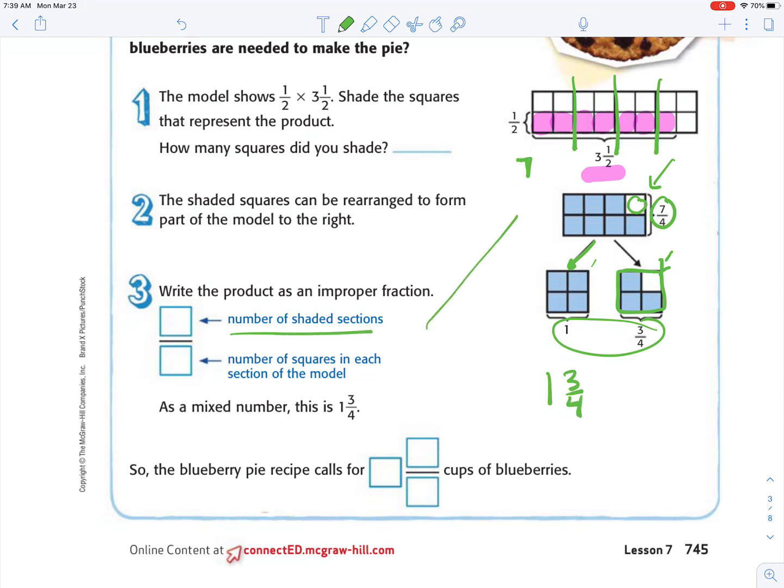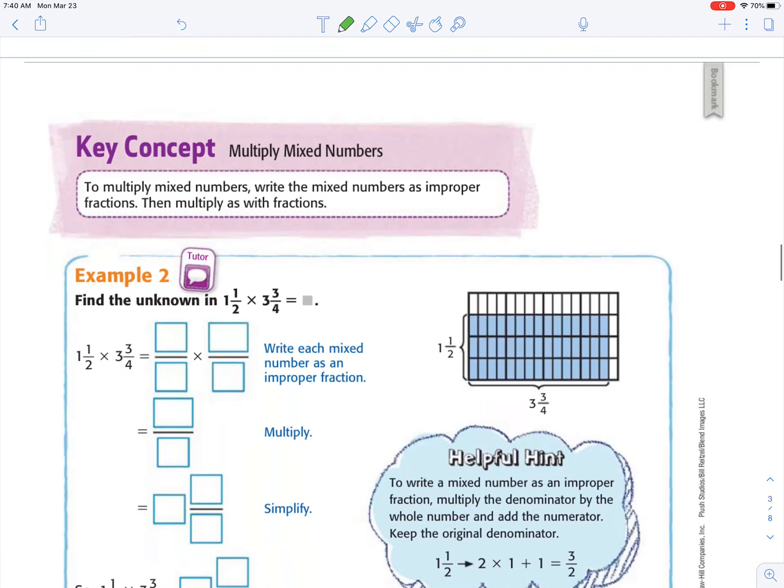So the number of shaded sections in my picture up here was 7, and the number of squares in each of these models was 4, so my improper fraction is 7/4. And when I combine those, I get those 1/4 pieces. I get a total of 1 3/4 as my answer.